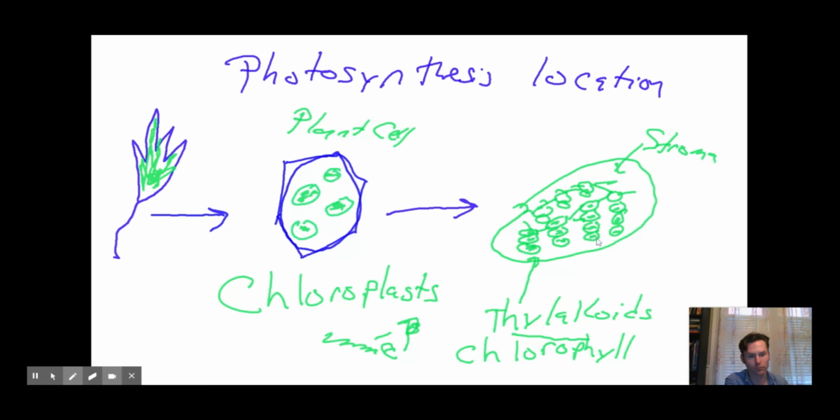Okay? So plants have plant cells, whose organelle is the chloroplast. Inside the chloroplast are thylakoids that contain chlorophyll, the green pigment that catches the sunlight to do the light reactions. The products of the light reactions are dumped into the stroma, where they are used to do the Calvin cycle.